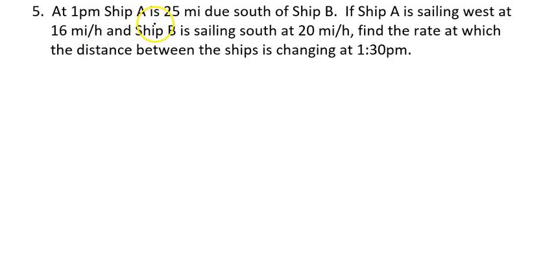a ship A that is 25 miles due south of ship B. Ship A is sailing west at 16 miles an hour and ship B is sailing south at 20 miles an hour. Find the rate at which the distance between the ships is changing at 1:30.